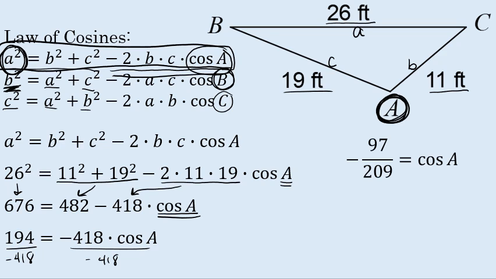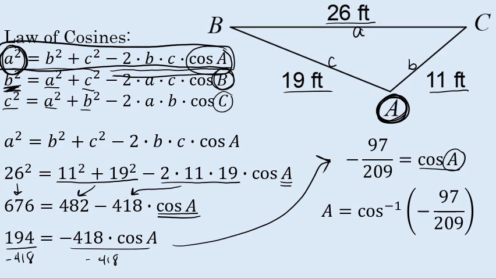On the left side of the equation, I have 194 divided by negative 418. I'll leave that as a fraction, but put it in lowest terms. 194 over 418 in lowest terms is 97 over 209. This means the cosine of angle A is equal to negative 97 over 209. This is a trig equation. The unknown is the angle that we're taking the cosine of. So if I want to know what angle A is, I'll have to do the inverse cosine of negative 97 over 209.